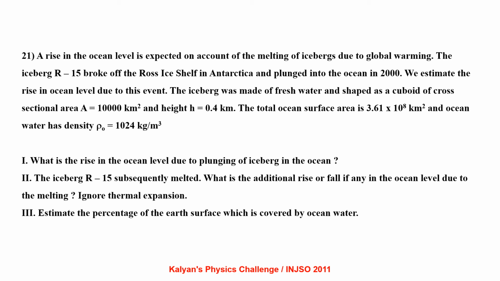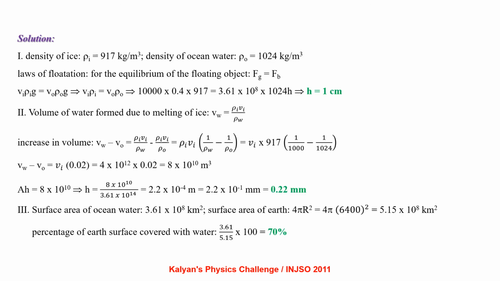The iceberg R15 subsequently melted. What is the additional rise or fall, if any, in the ocean level due to the melting, ignoring thermal expansion? Estimate the percentage of Earth's surface which is covered by the ocean water. Density of ice is 917 kg per meter cube. Density of ocean water is 1024 kg per meter cube.